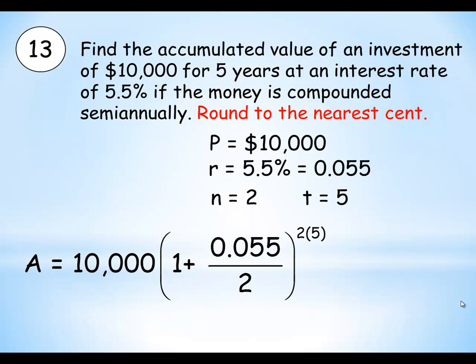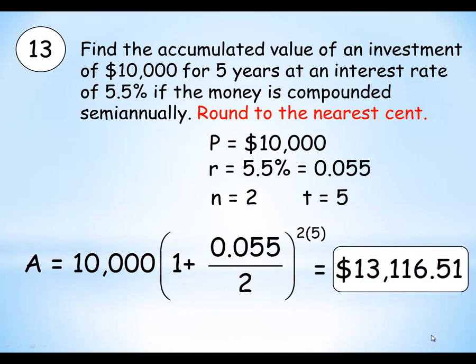So here are all the values, substituting in for the variables P, r, n, and t, and you can simply type this directly into your calculator exactly the way you see it. And your answer will be $13,116.51.